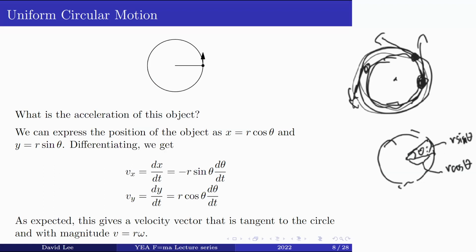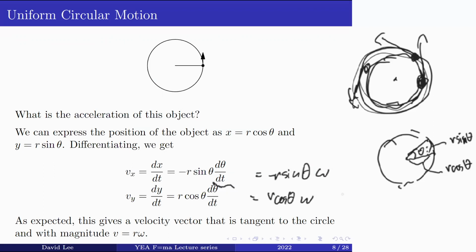So now we'll get its velocity by differentiating. And notice that theta is a function of time here, so we also have to use the chain rule to add a term d theta dt. And similarly, we'll get our y velocity and x velocity listed here. So this is negative r sine theta times omega, and this is r cosine theta times omega.